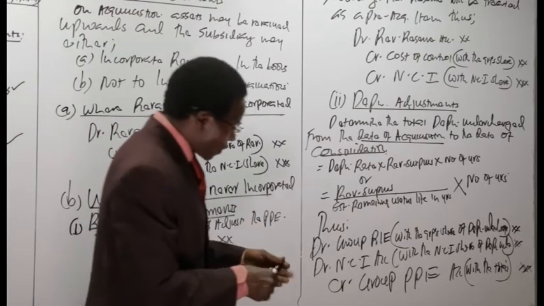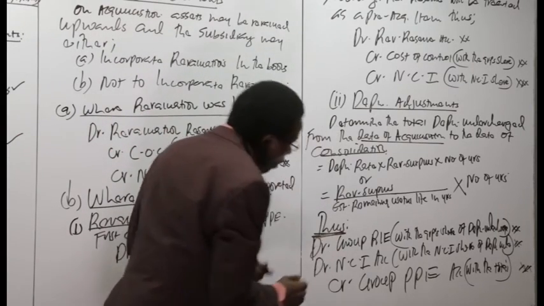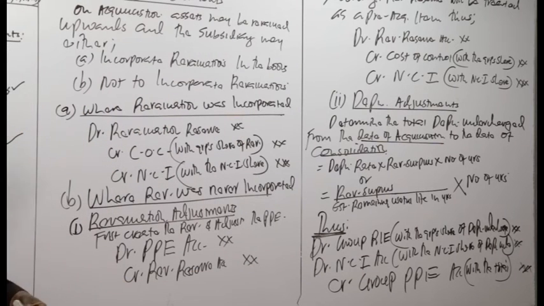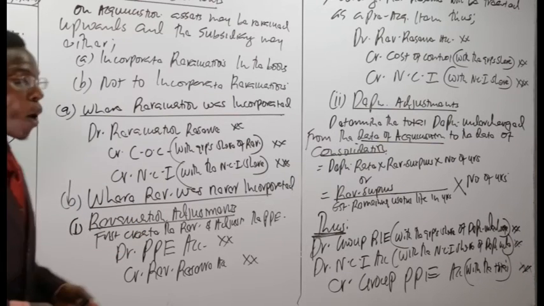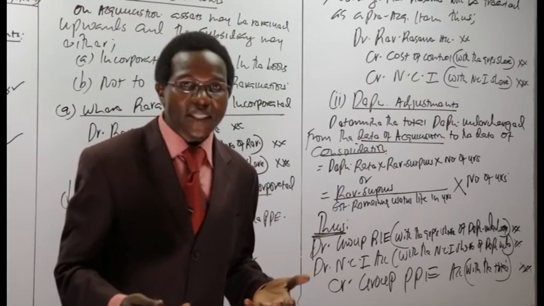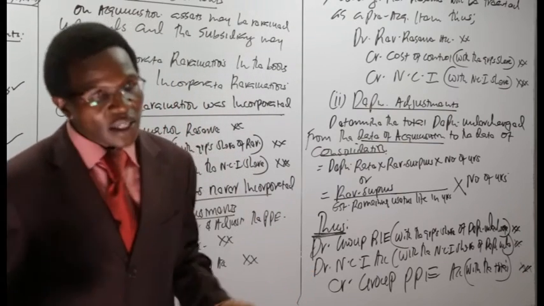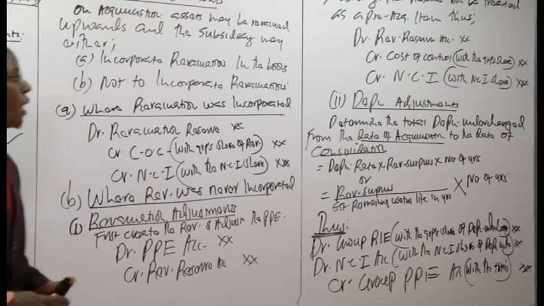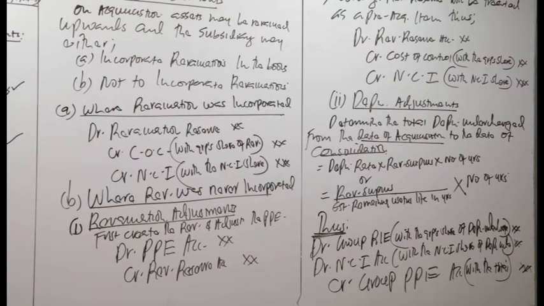We are going to debit, don't forget that, our group retained earnings with the group share of the depreciation undercharge. We debit our NCI with the NCI share of the depreciation undercharge. We credit our group PPE, because if you underprovide for depreciation, you overstate the value of the assets, you also overstate the profit. So you need to make the adjustments accordingly. That is in respect to depreciation adjustment.